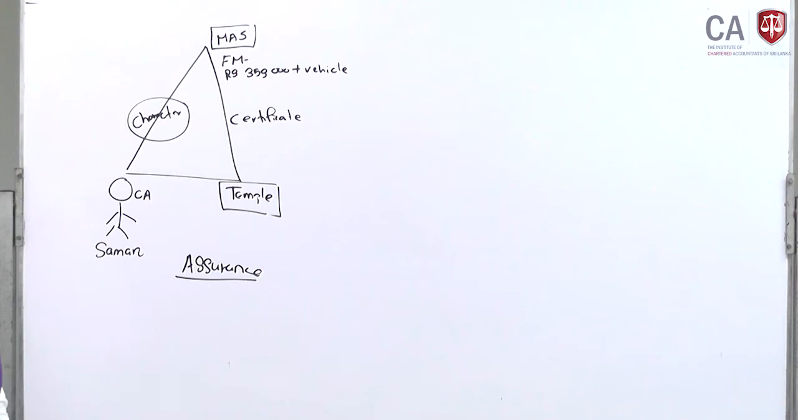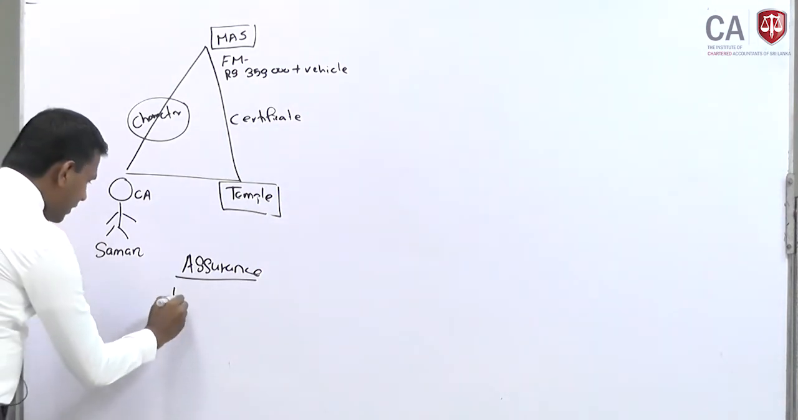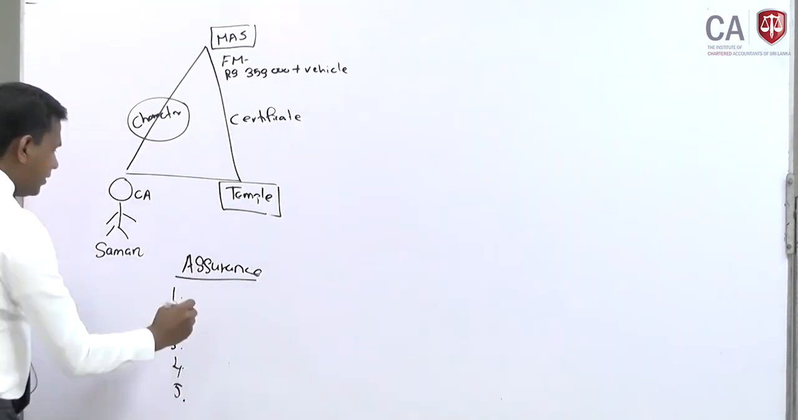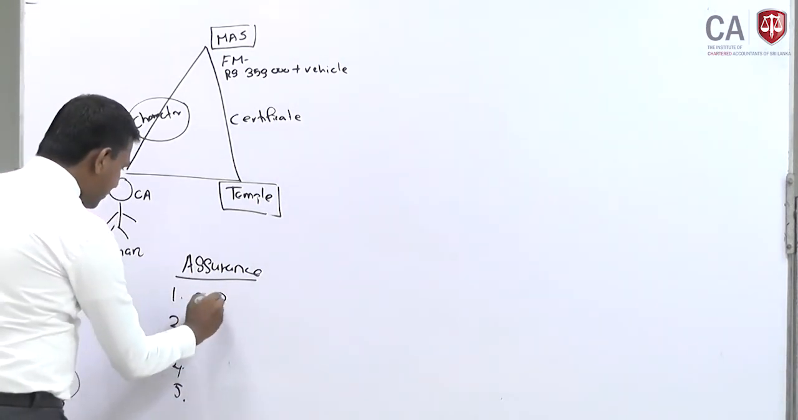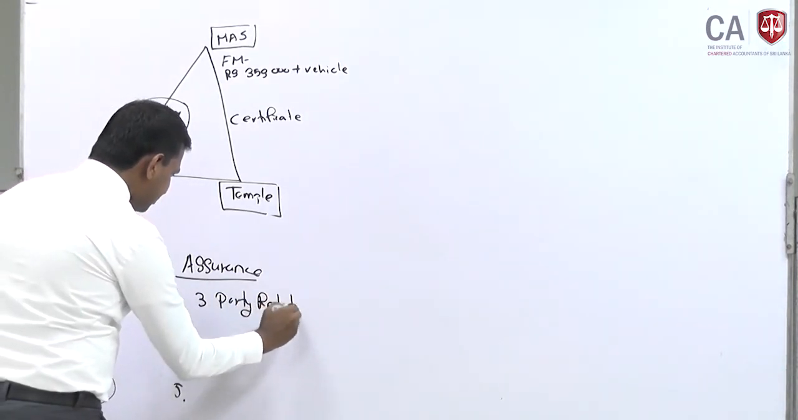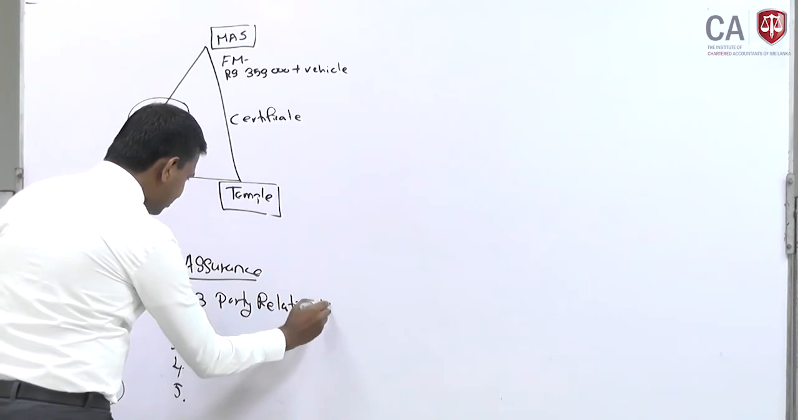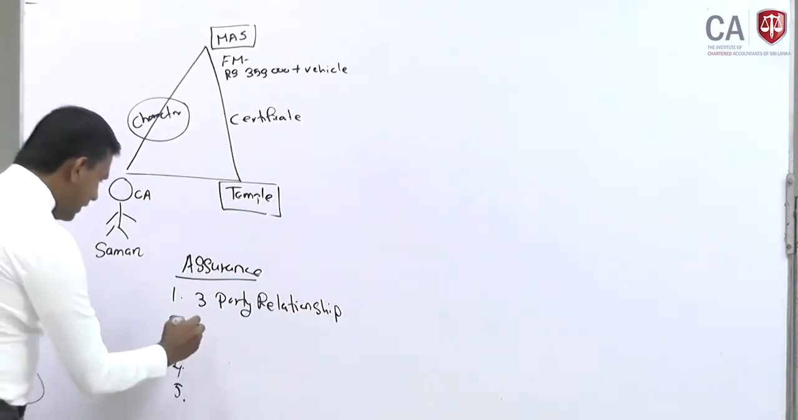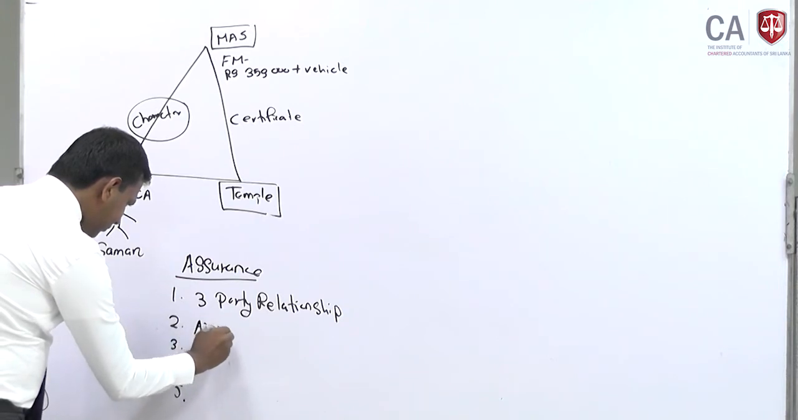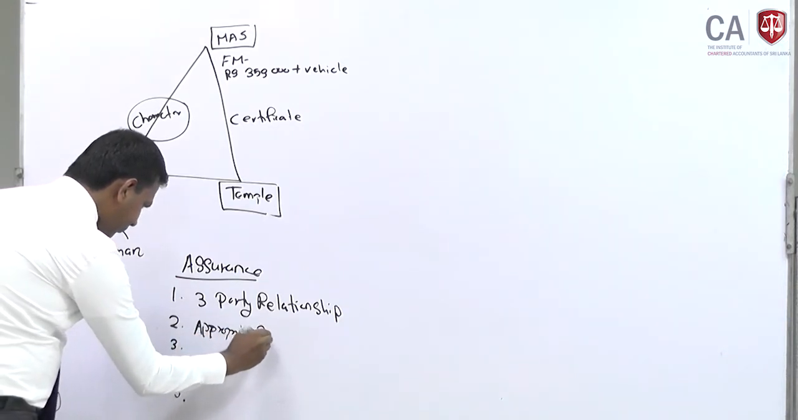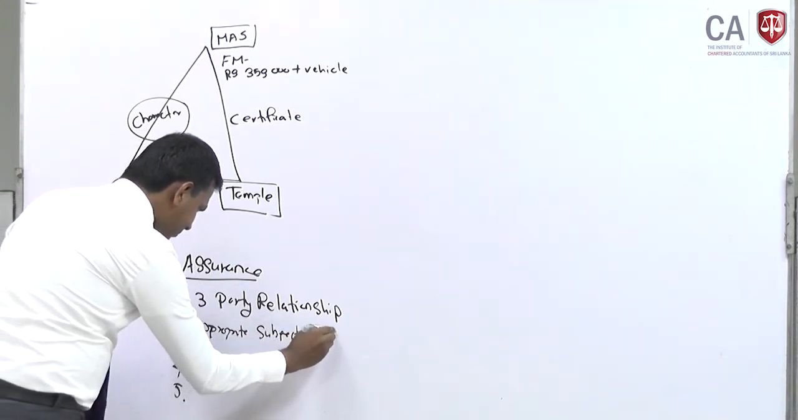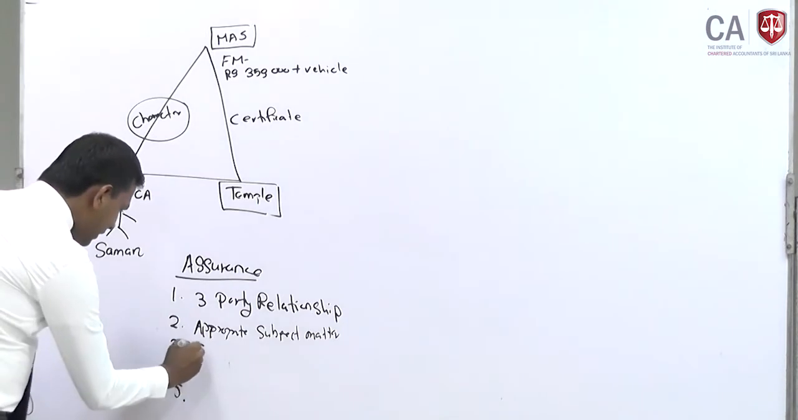I explained it nicely in the first webinar, right? What are those 5 elements? Just to recall your knowledge. A 3-party relationship. There should be a 3-party relationship. Right? And appropriate subject matter. Appropriate subject matter. Then suitable criteria.